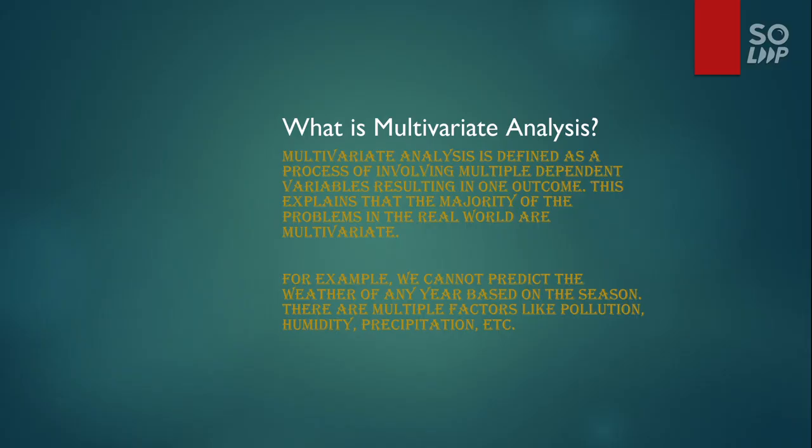What is multivariate analysis? Multivariate analysis is defined as a process involving multiple dependent variables resulting in one outcome. This explains that the majority of the problems in the real world are multivariate. For example, we cannot predict the weather of any year based on the season alone. There are multiple factors like pollution, humidity, precipitation, etc.